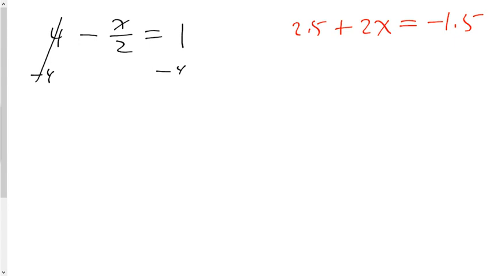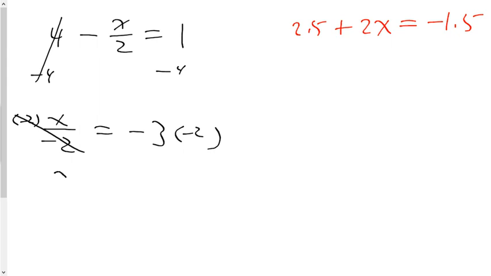How do I want to write this? x over -2 equals -3. That's the equivalent equation. Multiplying both sides by -2 will maintain equality, but we'll create an equation of x equals 6 for a solution.